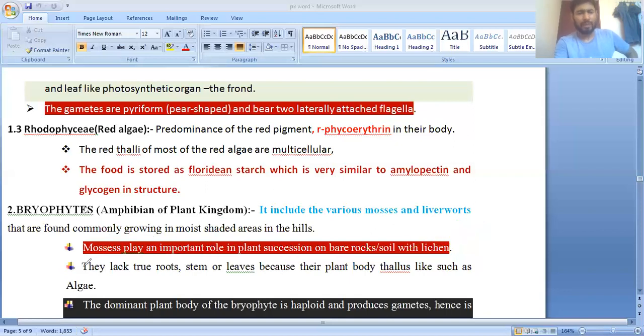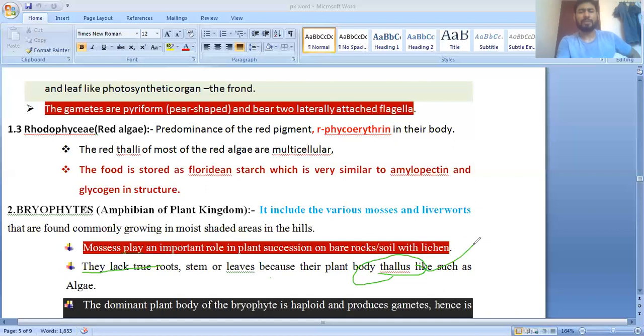Clear? If we read the next sentence, they lack true roots. You have already studied algae, and algae have a plant body like a thallus. Here bryophytes' plant body is also considered a thallus-like structure. And you know very well, thallus means the plant body is not differentiated into root, stem and leaf. You may also have studied a classification in which plants are classified into cryptogams and phanerogams. So here algae, bryophyta and pteridophyta belong to the cryptogams.